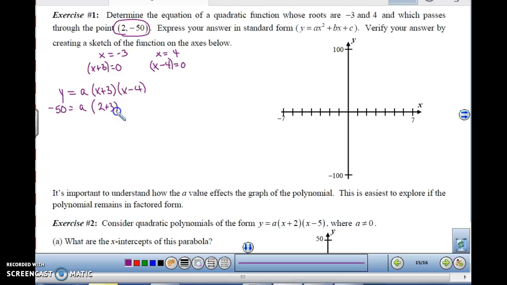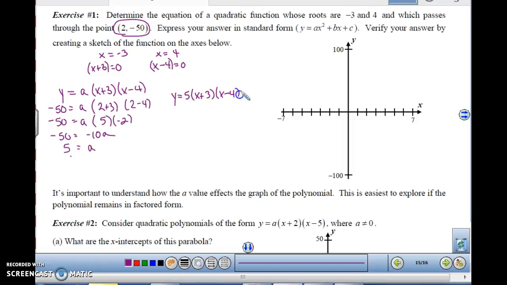Put in a 2 for all the x's. All right, so that gives me -50 equals a times (2 plus 3), which is 5, times (2 minus 4), which is -2. So a times 5 times -2 is -10a. Then solve for a. So what's a going to equal? Divide by -10, a is going to equal 5. So now that we know a is 5, we can write the equation. y is equal to 5 times (x plus 3) times (x minus 4).